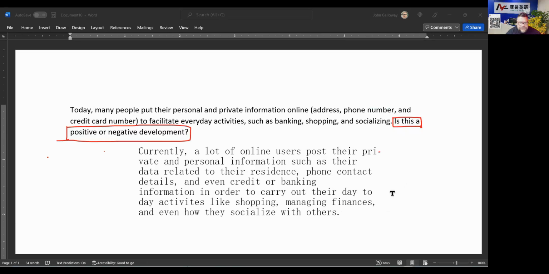And so is this a positive or negative development? Does it matter which one we choose? Actually, no, there's no right or wrong answer. It's just what position that we can support with our language.